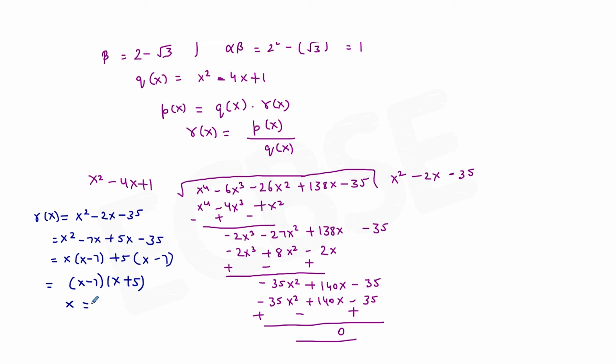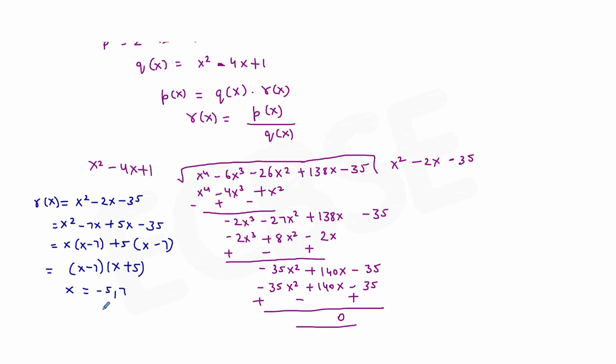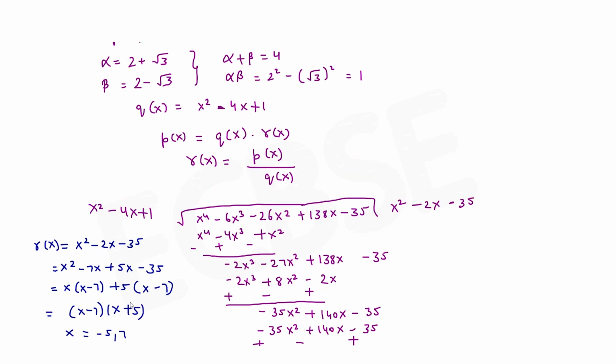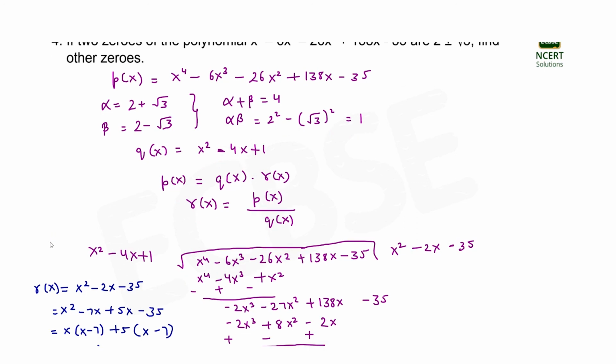The two zeros which we have obtained from the polynomial r(x) are -5 and 7, which means that the other two zeros of the polynomial p(x), which we were asked to find in the question, are -5 and 7 respectively. So this was all about question 4 of this exercise 2.4. I hope this question is clear to all of you.